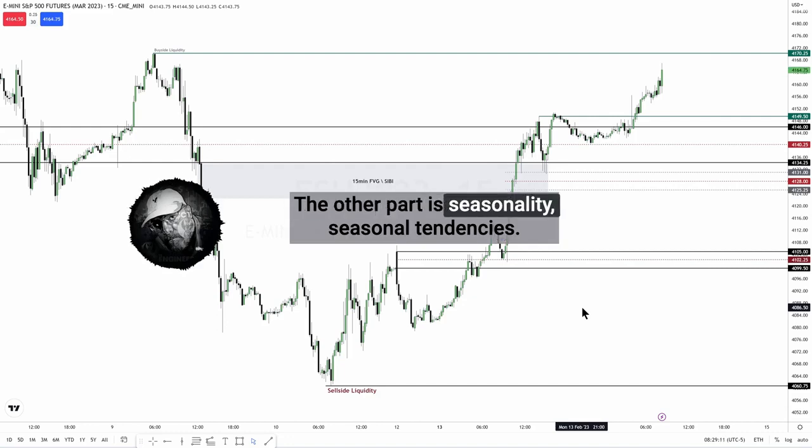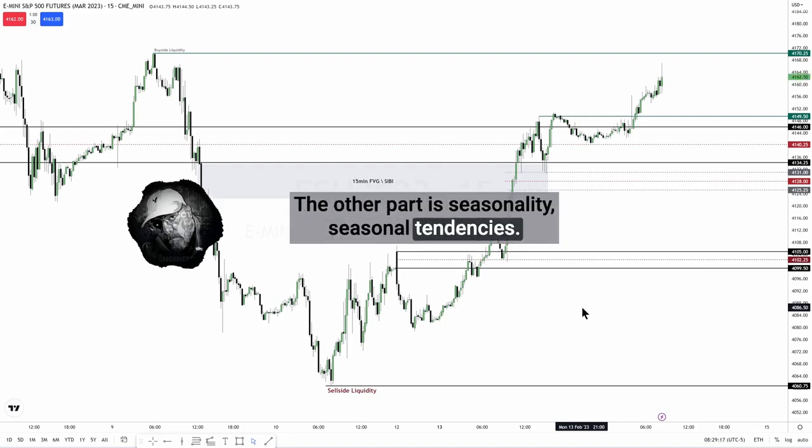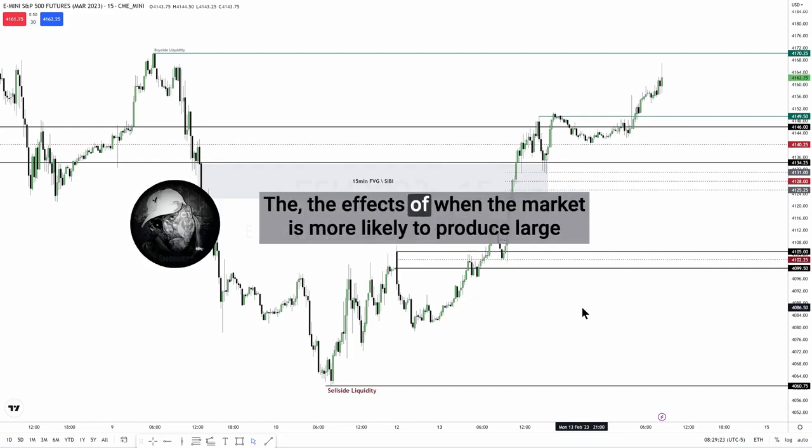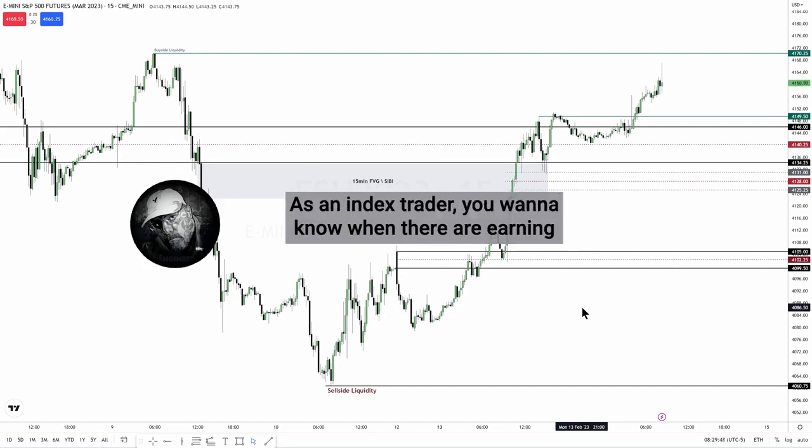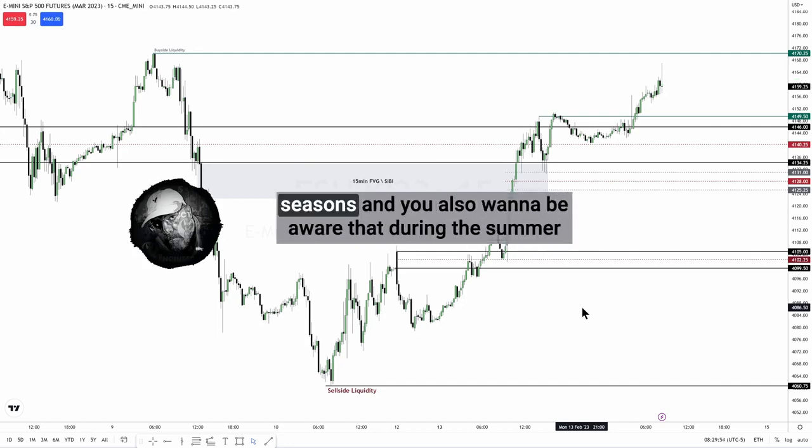The other part is seasonality. Seasonal tendencies, the effects of when the market is more likely to produce large range moves on the daily chart. And there's a lot of volatility. As an index trader, you want to know when there are earning seasons.